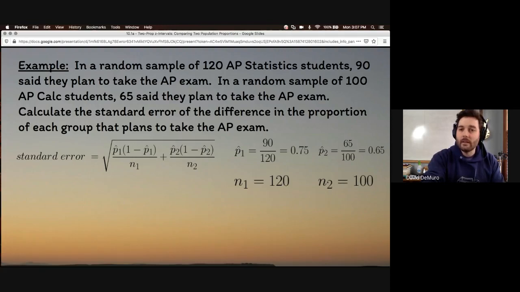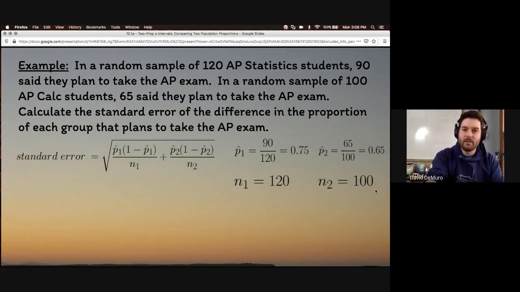p hat 1 is 90 over 120. In the statistics sample, 90 said they plan to take the exam out of 120 in the group, so p hat 1 is 0.75. Our sample size n1 is 120. In the second sample for AP Calc students, 65 said they plan to take the exam out of the 100 that were sampled, so p hat 2 is 0.65 or 65%. n2, our sample size of calc students, is 100.